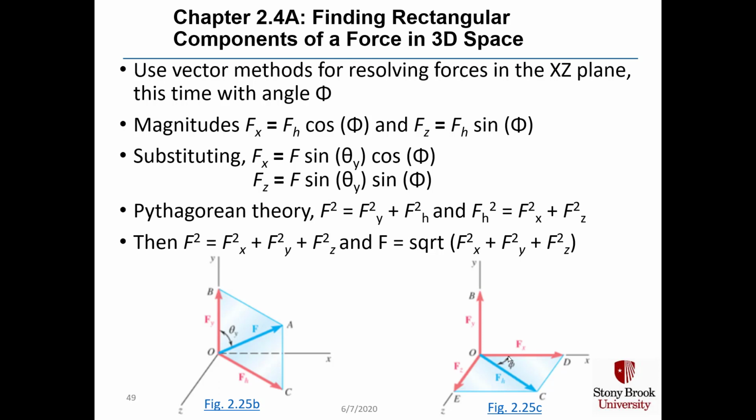Using our Pythagorean theorem, we know that F squared is equal to F sub y squared plus F sub h squared. And we know that F sub h squared is equal to F sub x squared plus F sub z squared. And therefore, we can extend the Pythagorean theorem into 3D space. F squared, shown in figure 2.25b here, so there's our original vector F, is equal to F sub x squared plus F sub y squared plus F sub z squared.